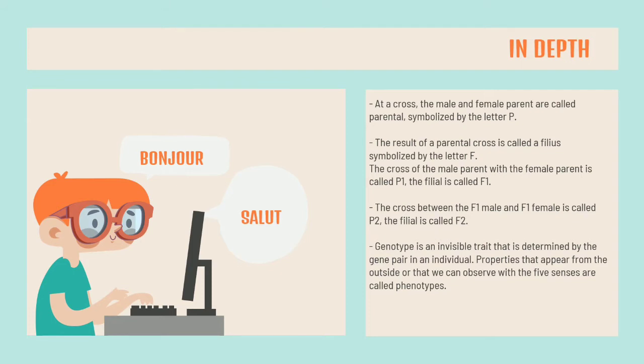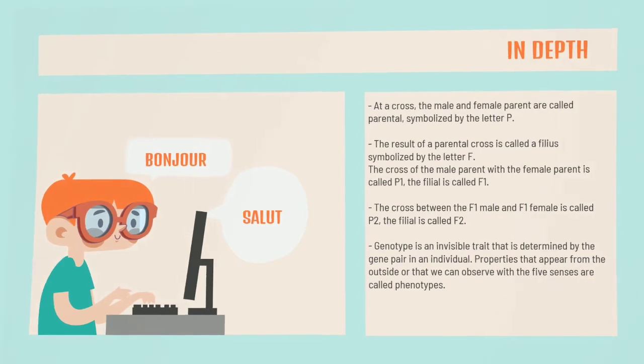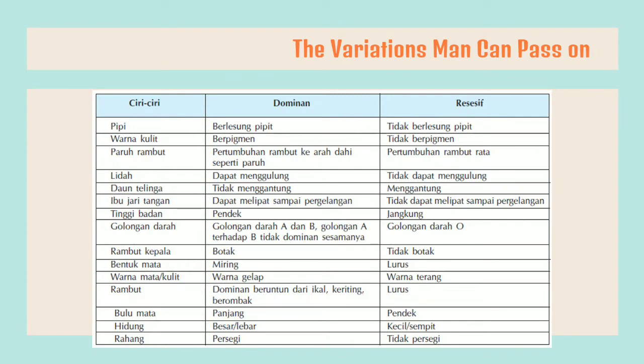Genotype is an invisible trait that is determined by the gene pair in an individual. Properties that appear from the outside, or that we can observe with the five senses, are called phenotypes. The traits humans can pass on: cheek, skin color, tongue, ear lobe, hand, height, blood group, hair, eyelashes, nose.